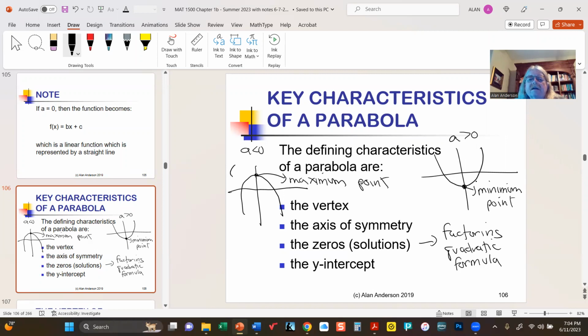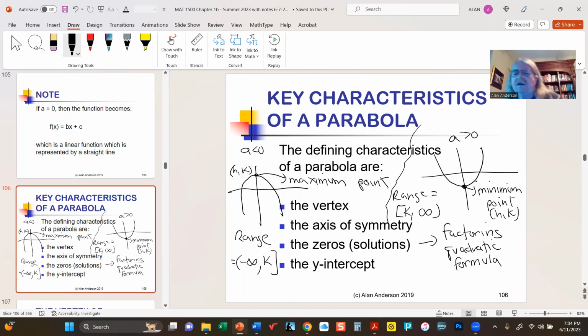Let's say this is the point H, K. That means the range is everything from negative infinity up to and including the K. Whereas over here, in other words, it's everything from K down to negative infinity. Whereas here it's the other way around. That's the starting point, and it goes up to infinity. Okay.